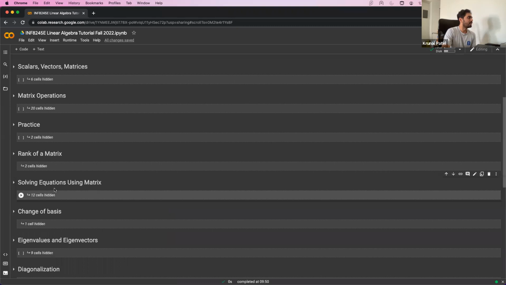Okay, that was solving equations using matrices. And now let's talk about change of basis, right? So change of basis is kind of what we have been doing till now with the matrix operations, right? So, okay. So what is change of basis?